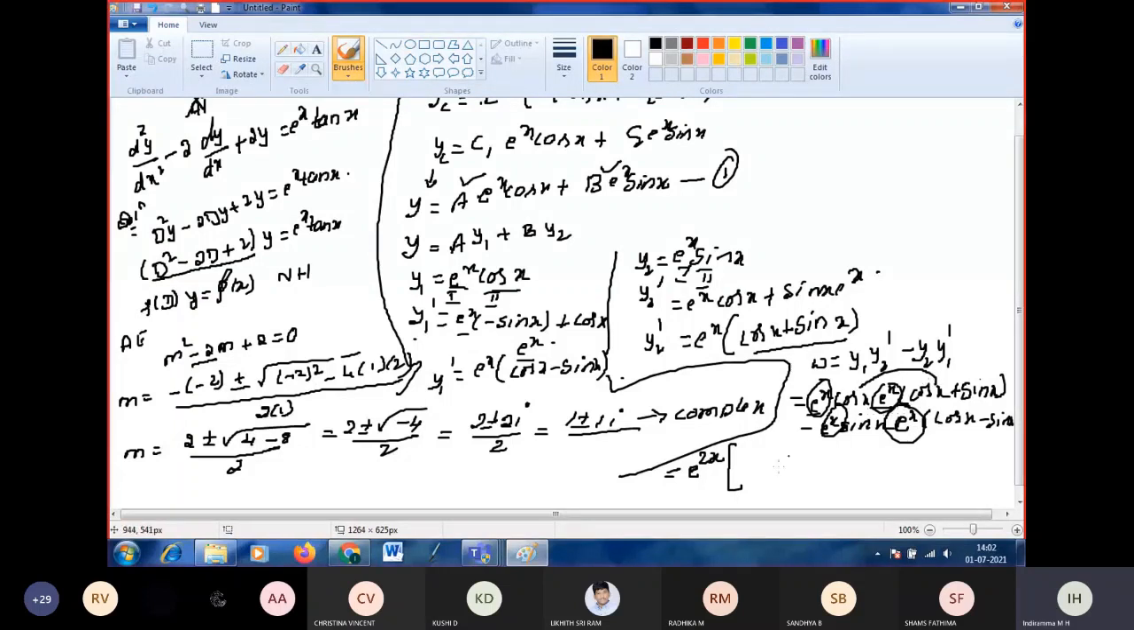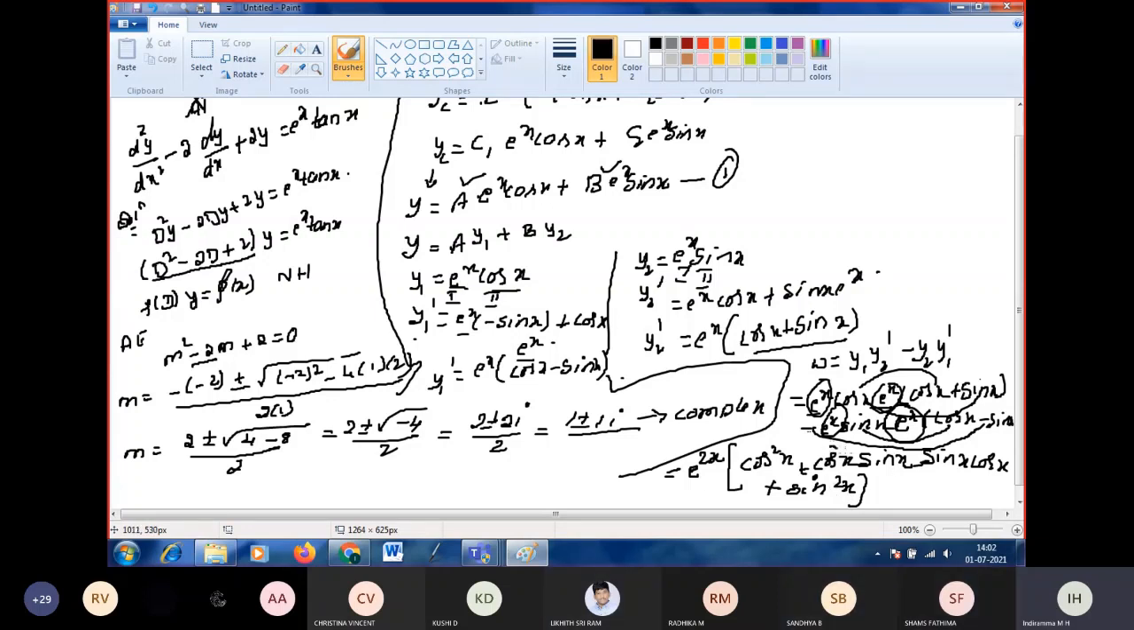Multiply here. Cos x into cos x is cos square x. So next plus cos x into sin x. Then minus as it is, sin x into cos x minus sin x into cos x. So next minus into minus, plus sin x into sin x. Sin x into sin x is what? Sin square x.